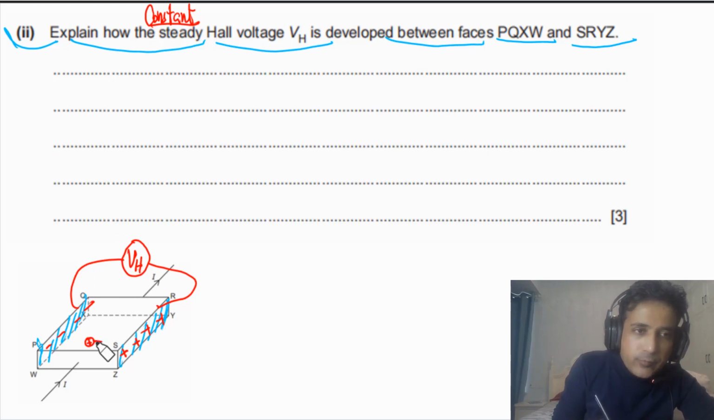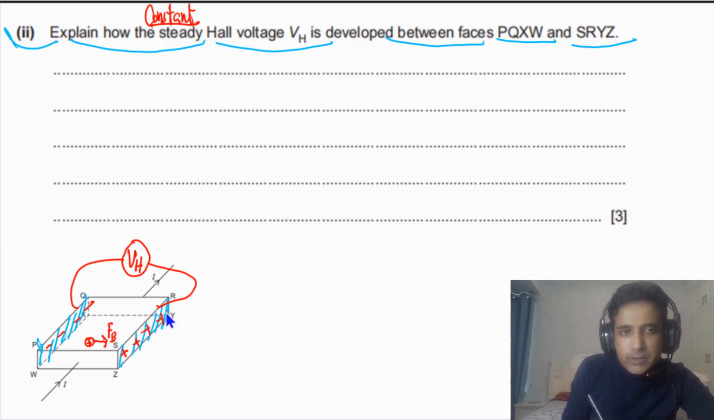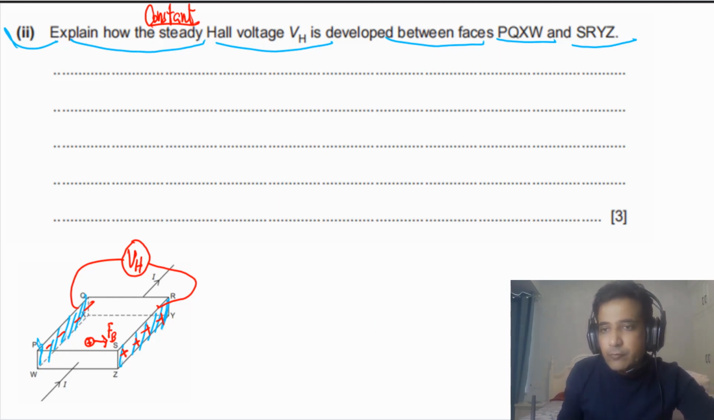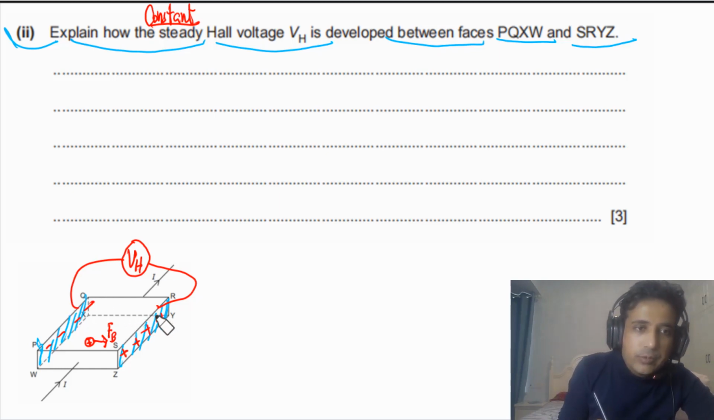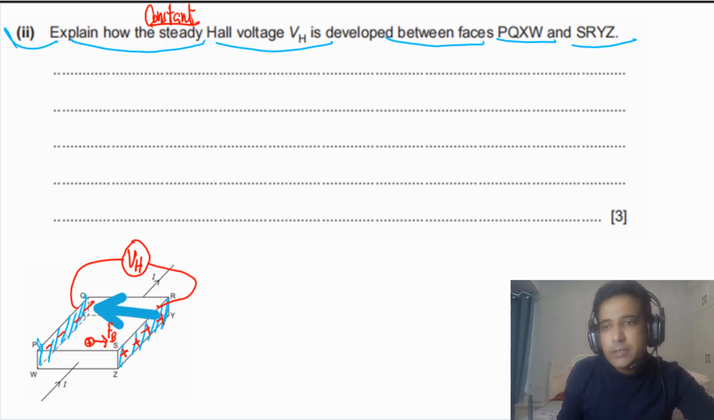But as more and more positive charges accumulate on this side, there will be more negative charge on this side. So there will be an electric field between these two faces, from positive to negative. So I will just draw these big arrows. So this is the direction of the electric field. Simply you can imagine just one arrow we have drawn. This one arrow is telling you the direction of the electric field. So the electric field will be this way.